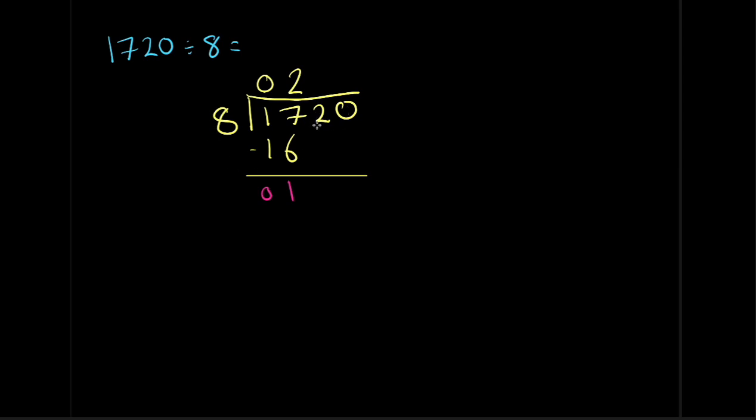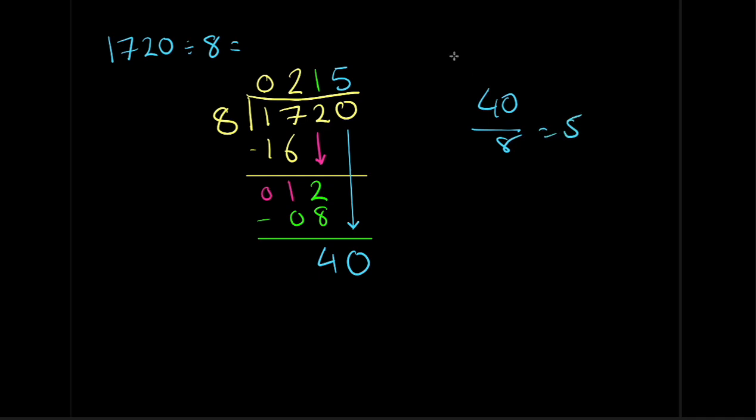Remember, in long division, we only drop 1 digit at a time. How many times does 8 go into 12? Once. So it will be 8 minus. And 12 minus 8 is 4. Drop the 0 down, which will be 40. Then 8 into 40 is 5. 40 divided by 8 equals 5. This then means our answer is 215. So that's how you do long division.